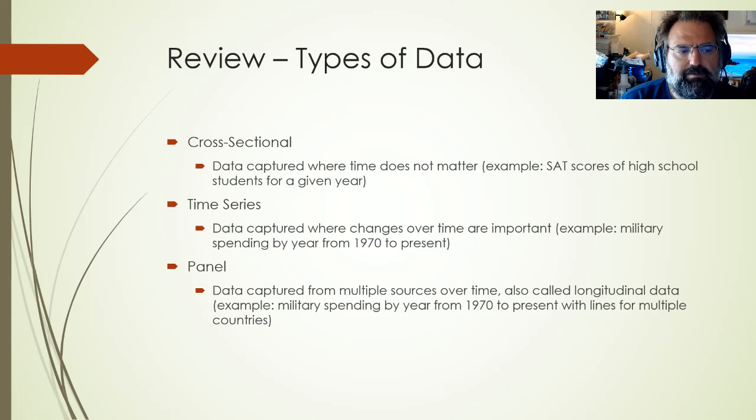Another type is the time series, which is what we care about here. And this is data that is captured where time changes, and the time changes matter. For example, here is military spending by year from 1970 to present at an increment of likely a year, right? So the year matters. What happened in 2000 versus what happened in 2020 are distinct, and what makes them distinct is when they happened, and that's the key distinction with time series.